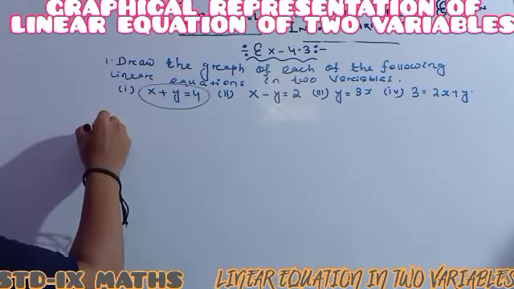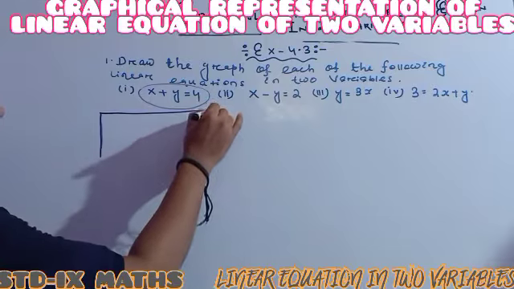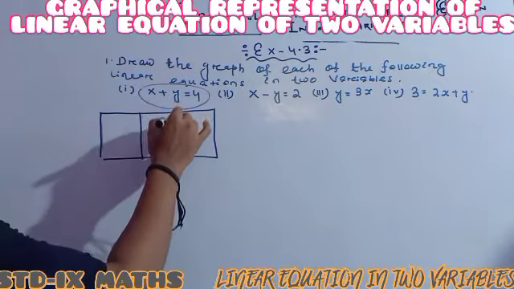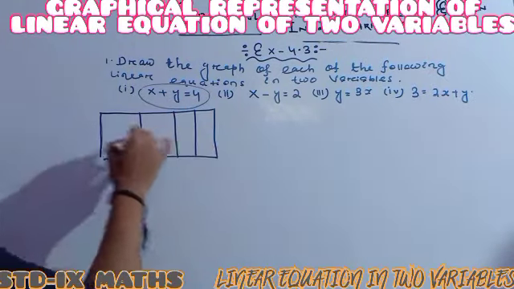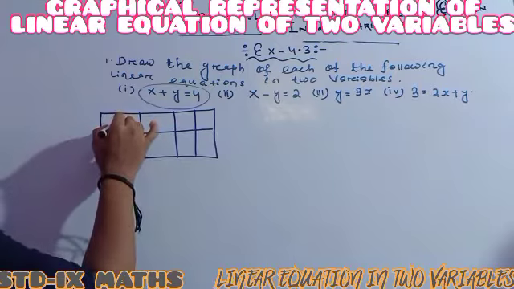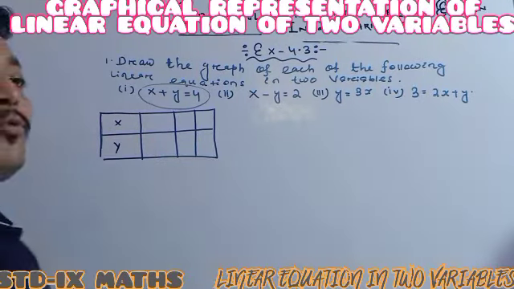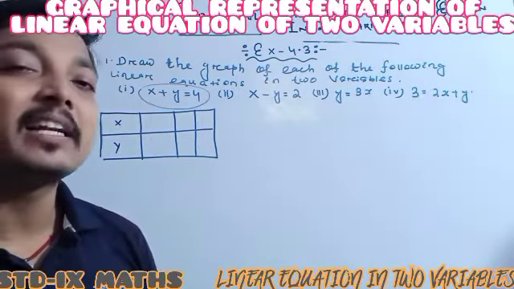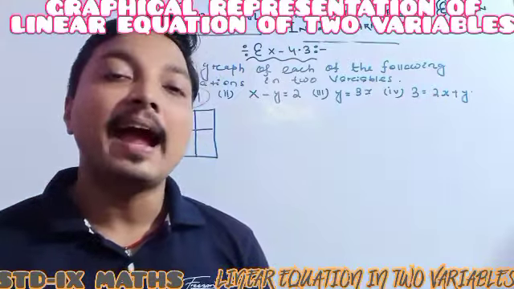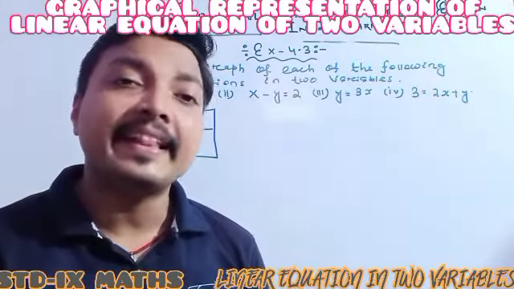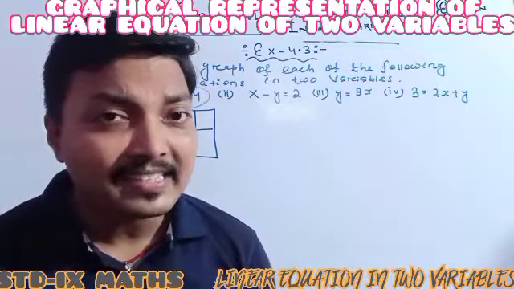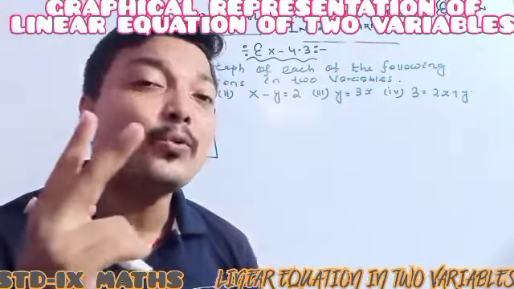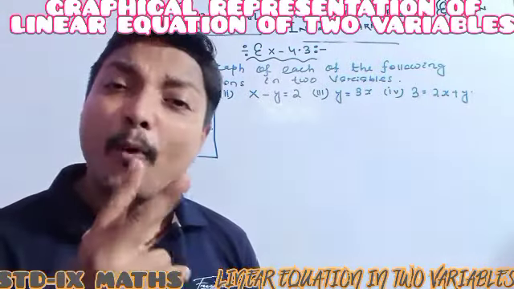See, here I am making the table. See carefully how I am doing it. Very easy thing. Here it is x, here it is y. As you all know, the graphical representation will be a line, and everyone knows that to draw a line, only 2 points are required. So to draw the graphical representation, 2 points are sufficient.